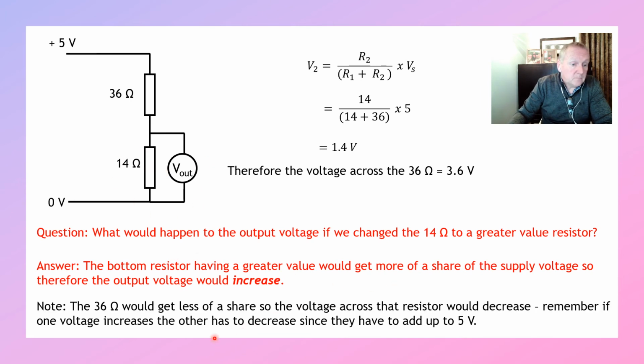Incidentally, the 36 ohm resistor would get a smaller share of the voltage, even though that resistor is not changing its value. Because this has got a bigger share of the voltage, then this must have a smaller share, because remember the voltage across each one has got to add up to 5 volts. So if that's getting a bigger voltage, then that voltage there must be a smaller value.